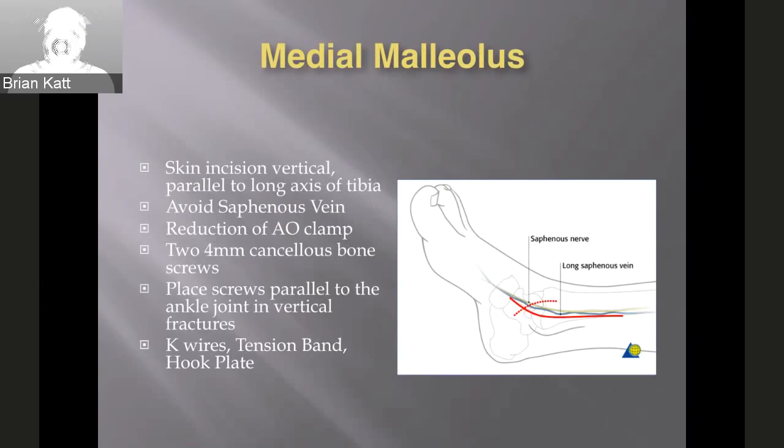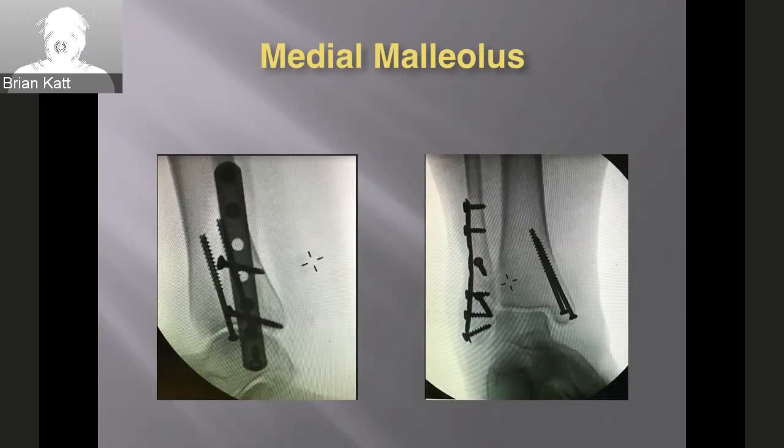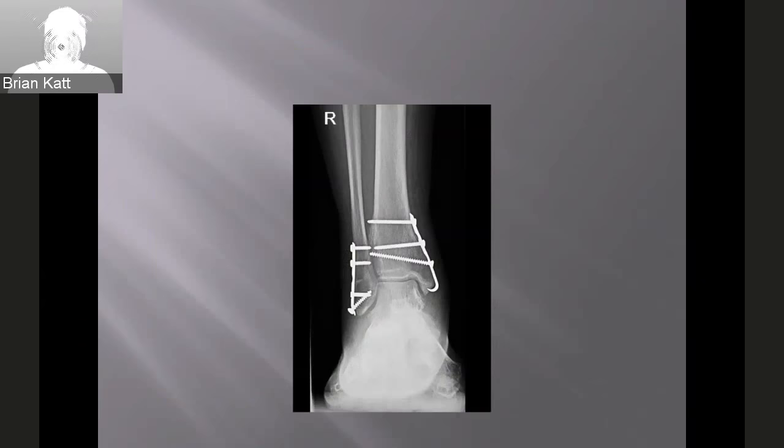Typically the screws are placed parallel so that we don't lose our fixation. If they cross, we can technically only have one point of fixation there, but we'll have the screws perpendicular to the fracture site, and we want to maintain a parallel orientation with fixation. So for these more vertical fractures of the medial malleolus, we want to try to get the screw parallel to the ankle joint as well.